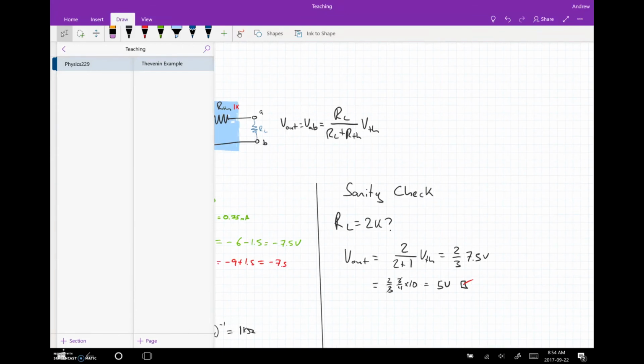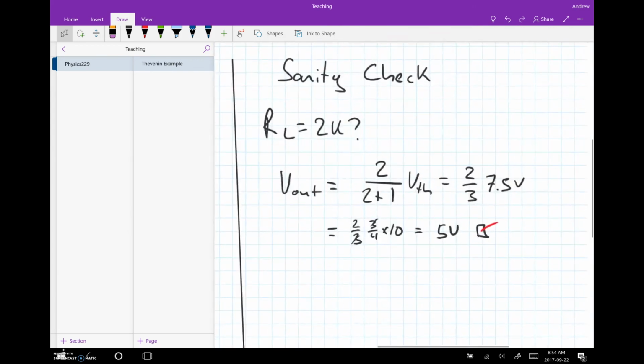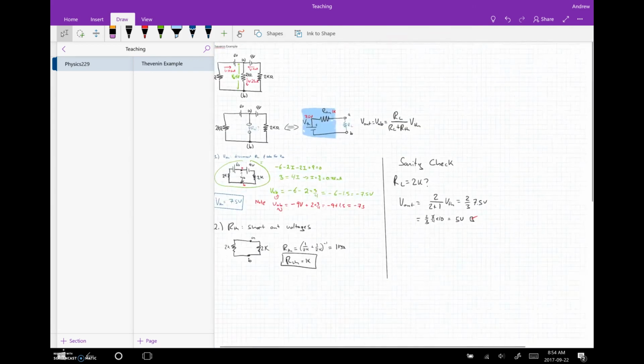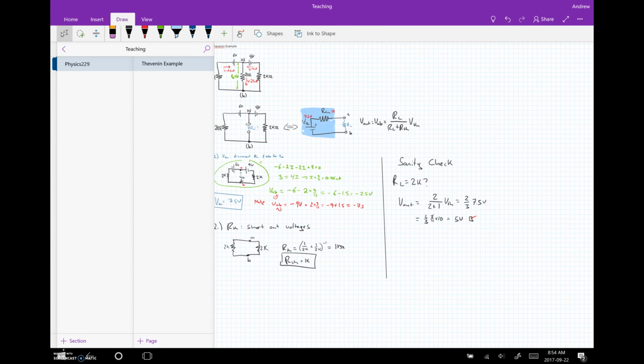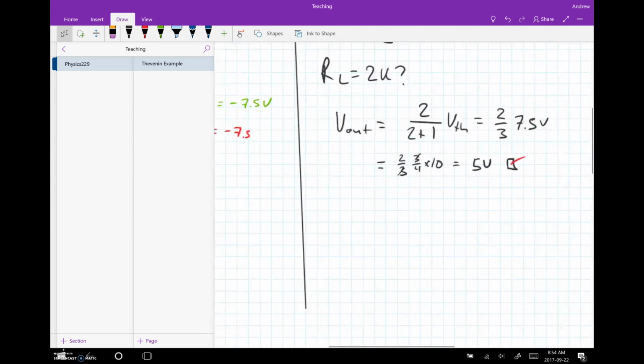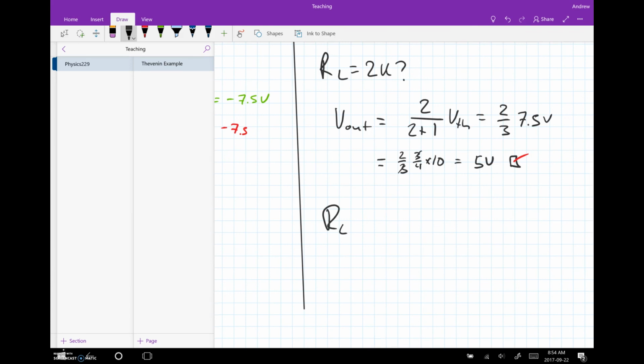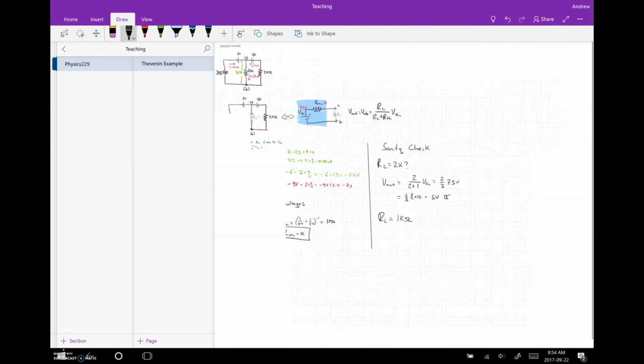And we know that there's 5 volts across 2 kilo ohms, we get 5 divided by 2k, which is 2.5 milliamps. So that works perfectly well. And we're done, pretty much. But now we can answer other questions. For example, suppose we wanted the load resistor as 1k. What does that correspond to?